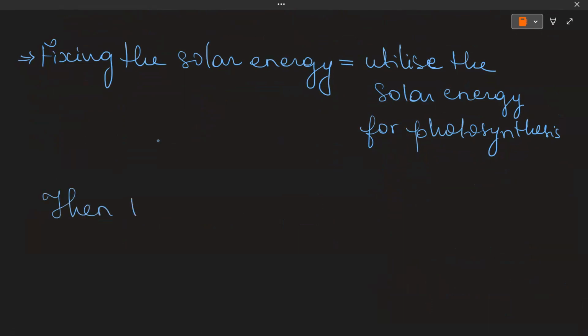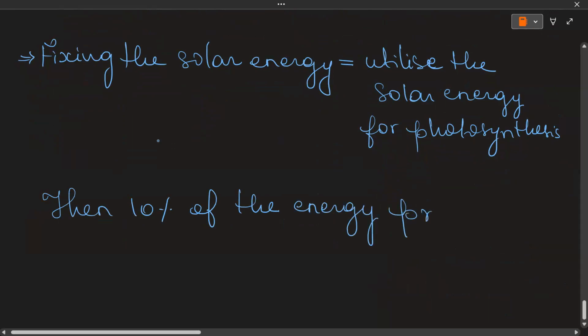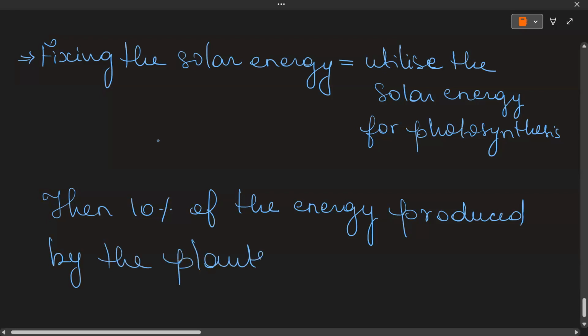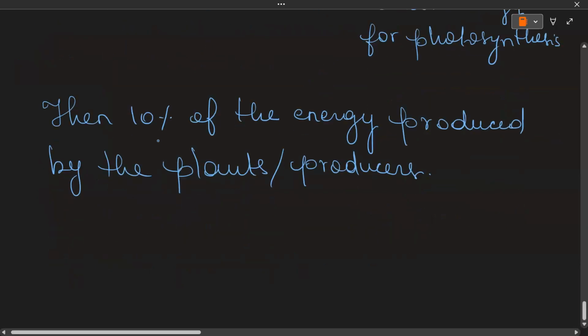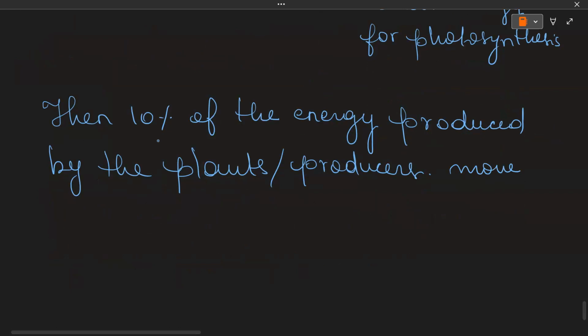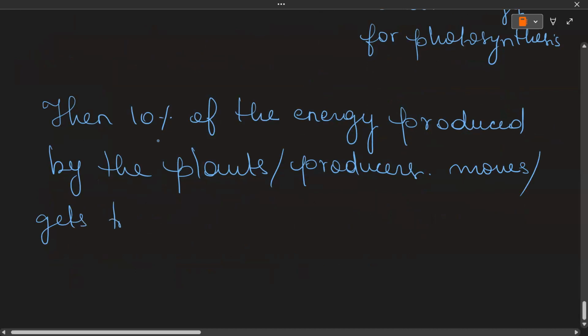Then 10% of the energy produced by the plants, or you can also call them the producers, moves on to the next trophic level. And which one would that be? Herbivores. Yes, we can say it moves, but we can say that it gets transferred to the next trophic level.